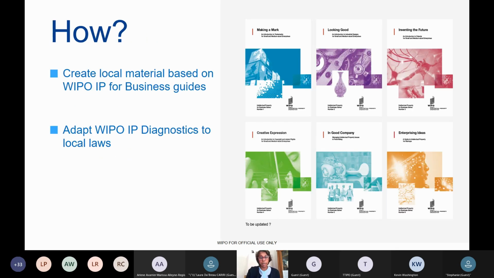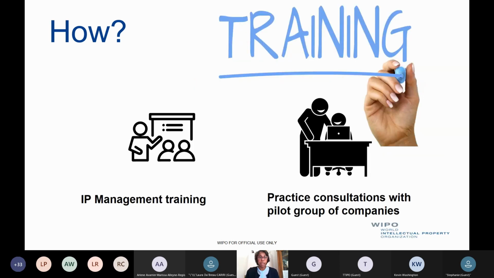And how do we see doing that? We would like such an institution to create local material based on the WIPO IP for Business guides, that is, translate and adapt them to the local conditions and adapt the WIPO IP diagnostics also to the local laws and conditions, like Trinidad and Tobago is doing now, so that you have a kind of a bank of local information that you can rely on, that you can use to advise your clients. And then we would provide training. There would be some kind of basic IP management training, plus, and what is at the core of this project is to train the intermediaries to provide advice to companies.